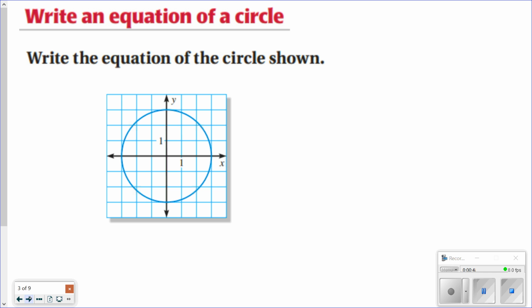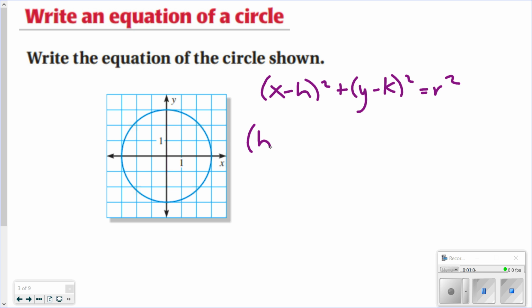Write an equation of a circle shown. So here's our standard form of the equation. (x minus h) squared plus (y minus k) squared is equal to r squared. Well, h and k, that is the center of the circle. So what is the center of our circle? It's (0, 0). So that means I can rewrite that coordinate (h, k) as (0, 0).